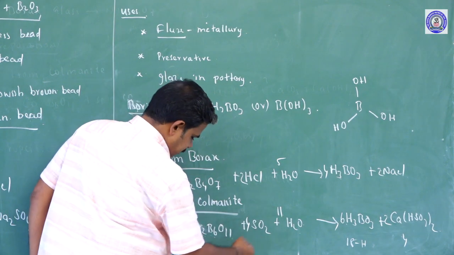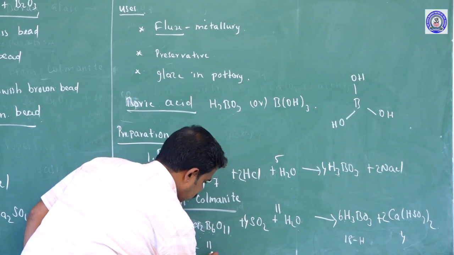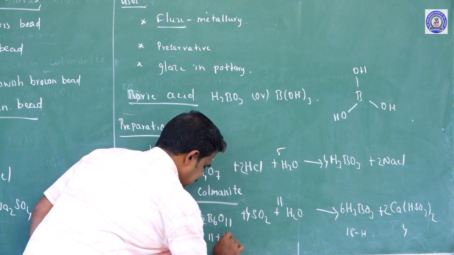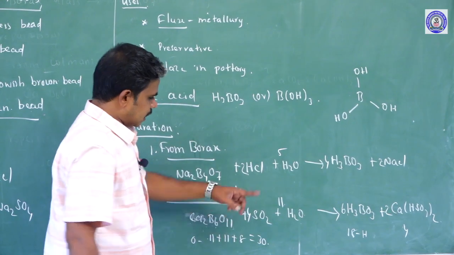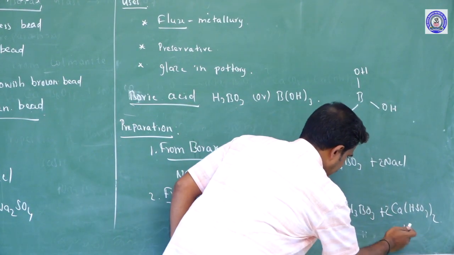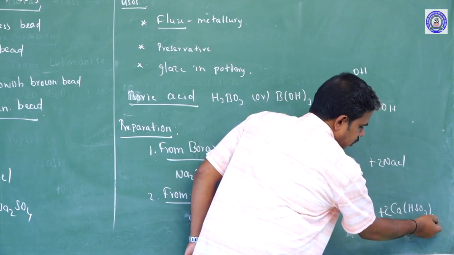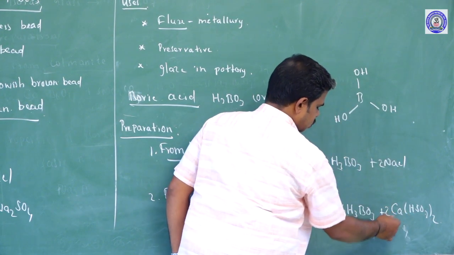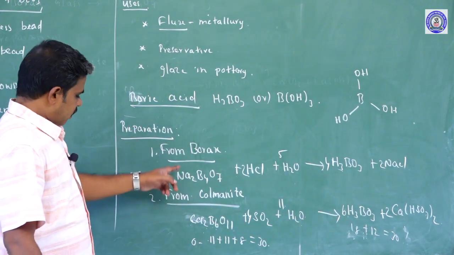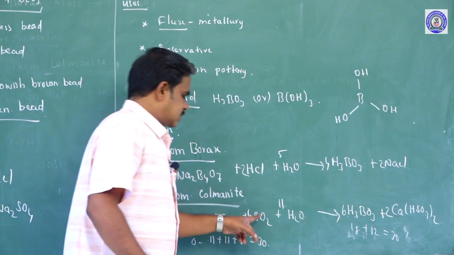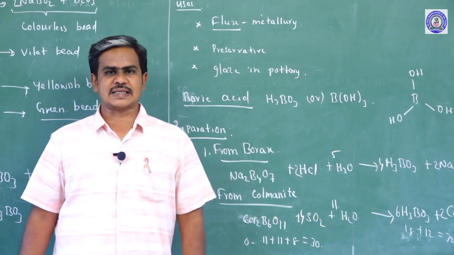And is oxygen balanced or not? We take oxygen here, it is 11, and 4 into 2, that is 8, so 11 plus 8, and totally 22, that is 30 oxygen. And is it balanced or not? On the other side, 6 into 3, that is 18, and 3 into 2, that is 6 into 2, that is 12, 18 plus 12, so 30, so it is balanced. So colemanite treated with sulfur dioxide and water gives us boric acid and calcium bisulfite.